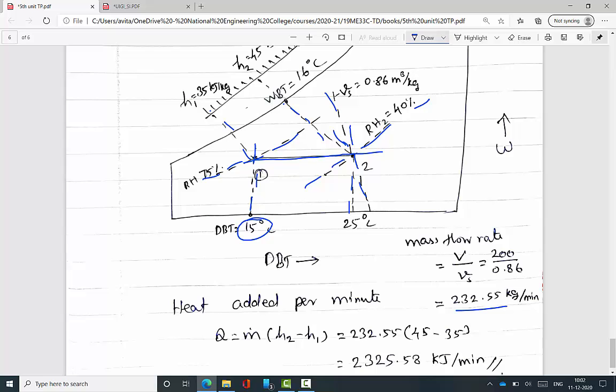Then heat added per minute. The remaining thing is the wet bulb temperature, 16 degrees Celsius from the chart. From point 2 extend the line to the saturation curve. Therefore we get the wet bulb temperature, and further extending the line we get the enthalpy at point 2. Substitute H2, H1 and the mass flow. We get the heat added value, equal to 2325.58 kilojoules per minute. This is the answer. Therefore the wet bulb temperature is 16 degrees Celsius, the relative humidity is 40%, and heat added per minute is equal to 2325.58 kilojoules per minute. These are the two types of problem.